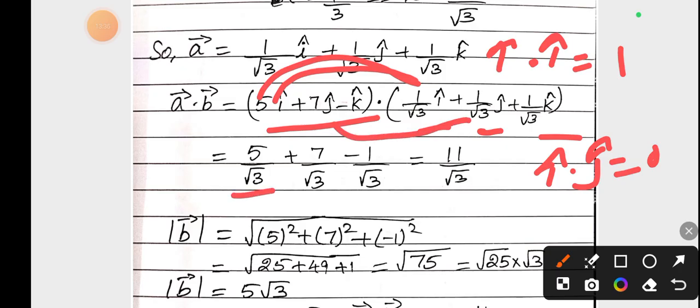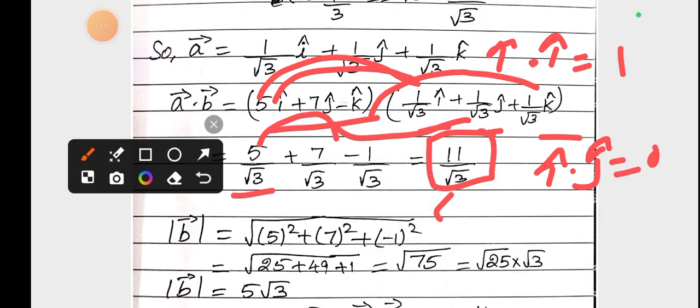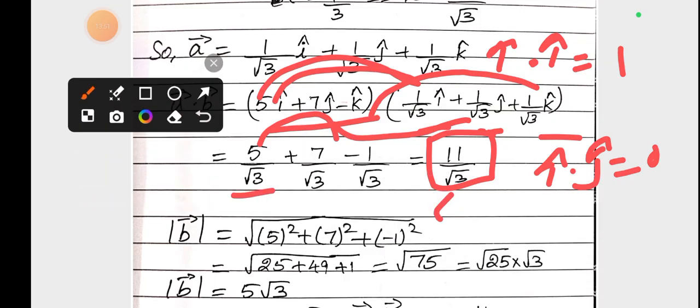Then 7 into 1 by root 3, 7 by root 3. Minus 1 into 1 by root 3, minus 1 by root 3. 5 and 7 you add, 12, 12 minus 1, 11 by root 3. Then you do the magnitude of B vector. When you're doing magnitude of B vector, we are getting root over 5 square plus 7 square plus minus 1 square. So we get root 25, root 49 and 1. So literally root 75. Then root 75 you split into root 25 into root 3, that is nothing but 5 root 3.